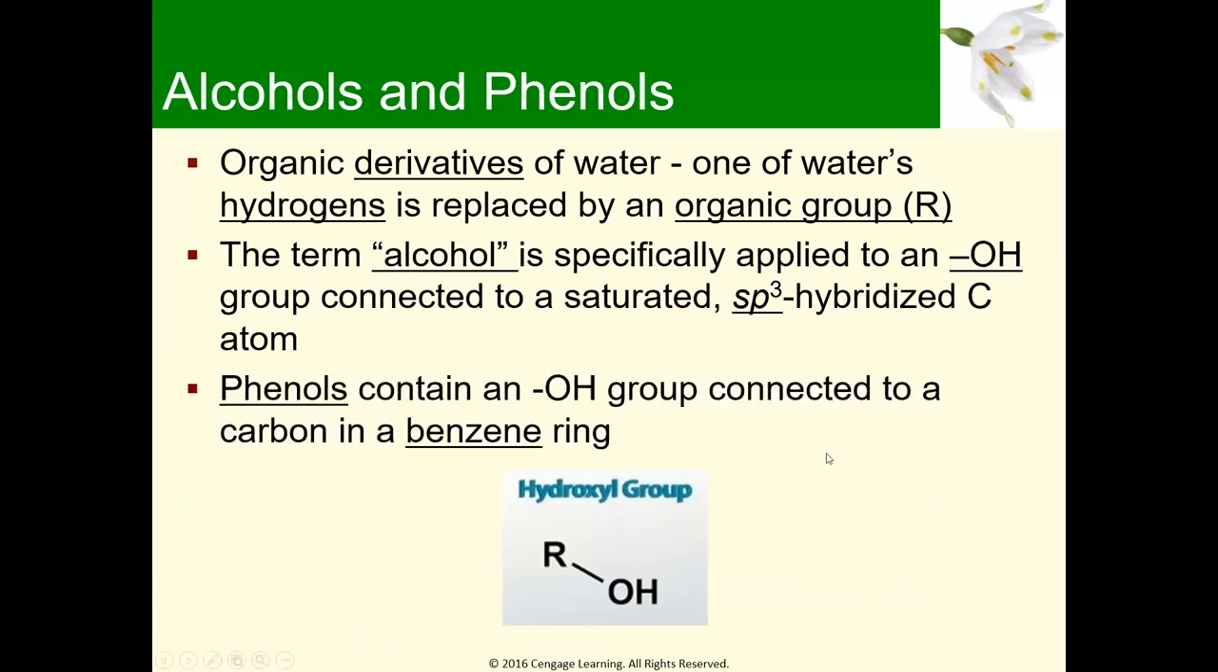Okay, and also there's a special name for when the R is a benzene ring. It's called phenol. So phenols contain the OH group connected to a carbon in a benzene ring. And they have some unique properties and some unique reactions. So they are sometimes classified separately from other alcohols.